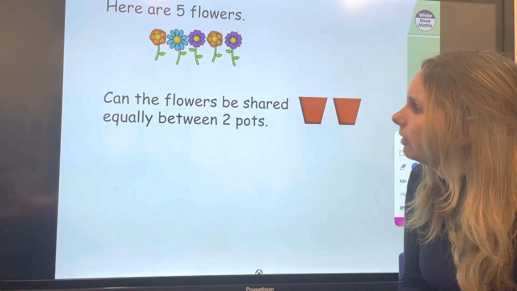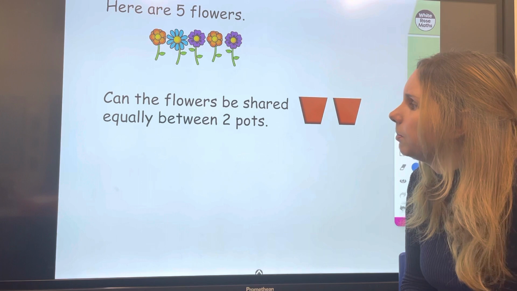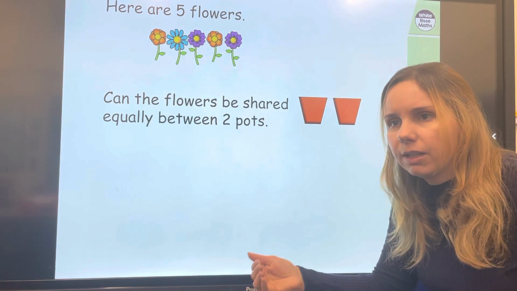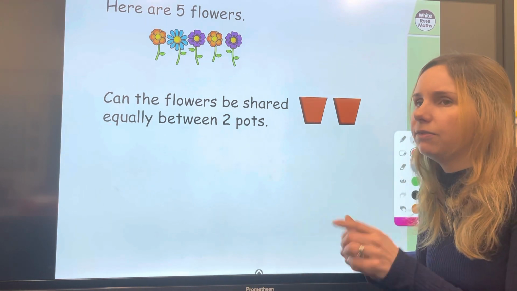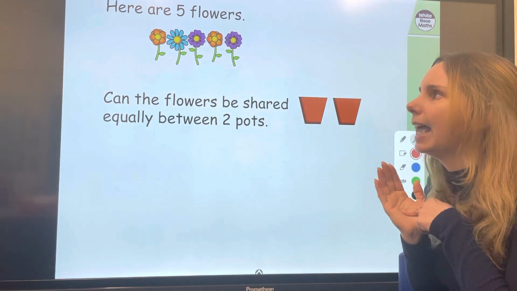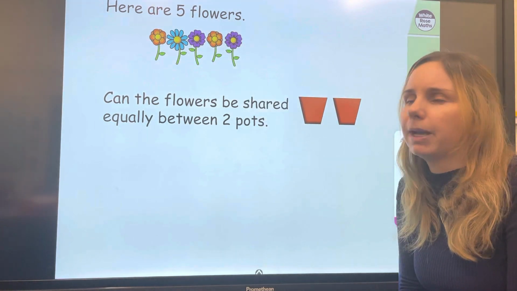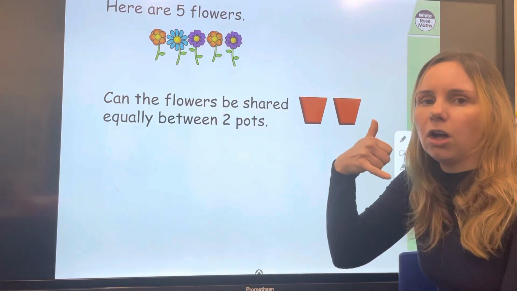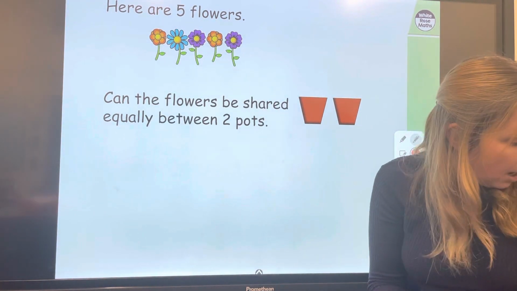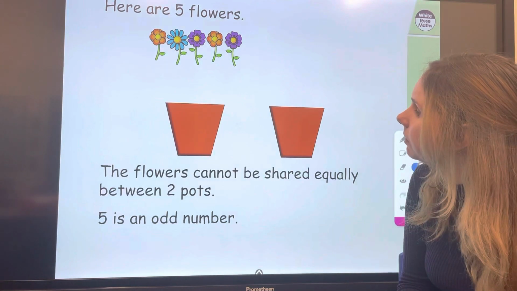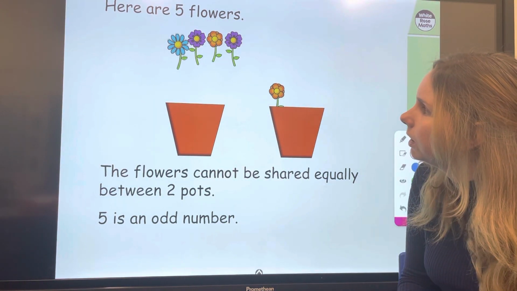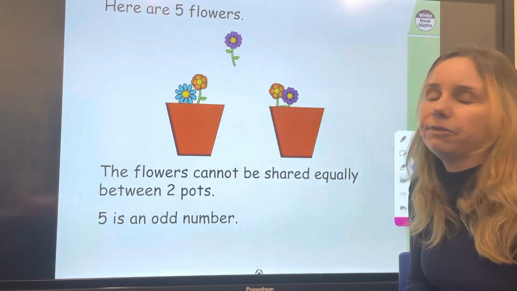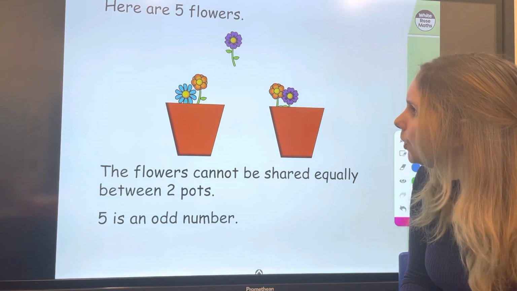Right, there are 5 flowers. Can the flowers be shared equally between 2 pots? So look at the number 5. What do you know about the number 5? Is it odd or even? Let's call Mr. Even. 2, 4, 6, 8, 10. Well, I didn't say 5 when I was counting my evens. Let's try my odds. 1, 3, 5. Mr. Odd is on my 5s. So I know that's not going to be shared into the 2 pots. 4 can be shared because that's a multiple of 2, but 5 is odd, so no, it cannot.